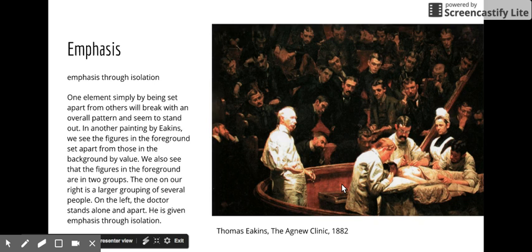We also see that the figures in the foreground are in two groups. The one on our right is a larger group of several people. And on the left, the doctor stands alone and apart. He is given emphasis through isolation.